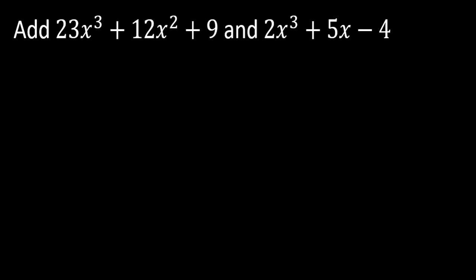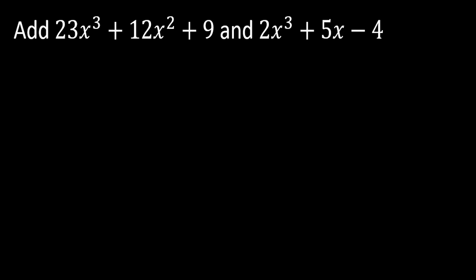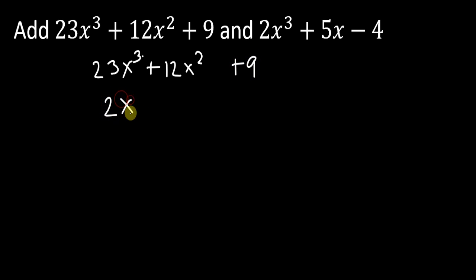Next example, add 23x cubed plus 12x squared plus 9 and 2x cubed plus 5x minus 4. So, kahit anong way ang gamitin nyo, pwede rin. Pero gagamitin na lang natin yung second way. So, that is 23x cubed plus 12x squared, then plus 9. Yung pangalawa, that is 2x cubed, then plus 5x.